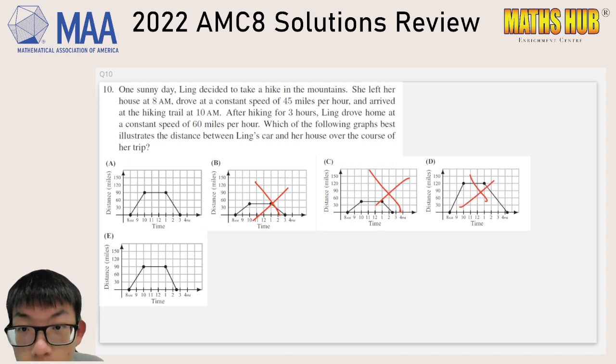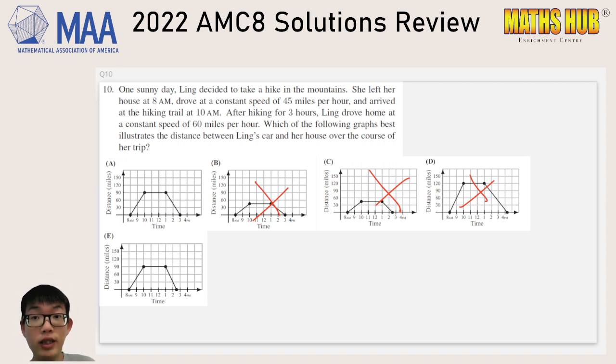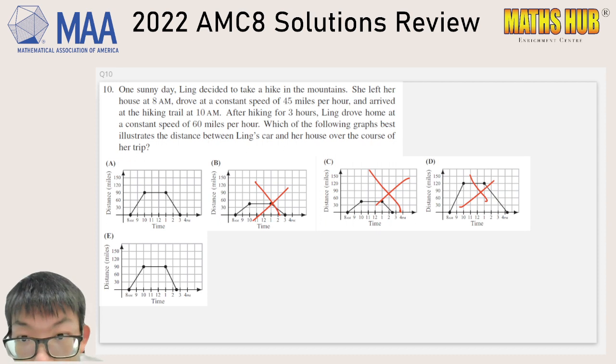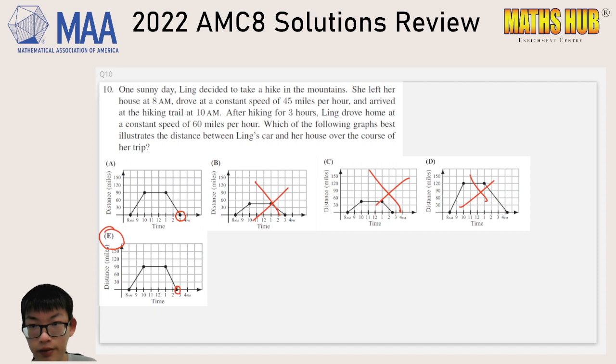After hiking for 3 hours, she drove home at a constant speed of 60 miles per hour. So 60 miles per hour, and her distance currently was 90 miles. We have to assume that the car didn't move when she was hiking, so she came back to her car and then went back 90 miles. So 90 miles divided by 60 miles per hour would be 1.5. So here this is from 1 to 3 PM, that's 2 hours. Here is 1 to 2:30 PM, which is 1.5 hours. So I think option E should be correct.